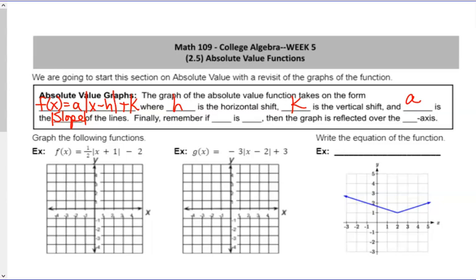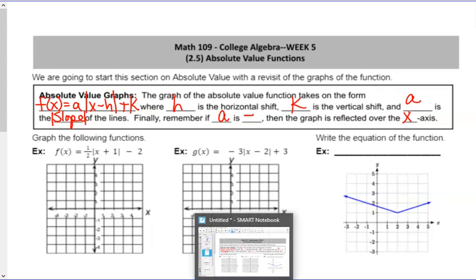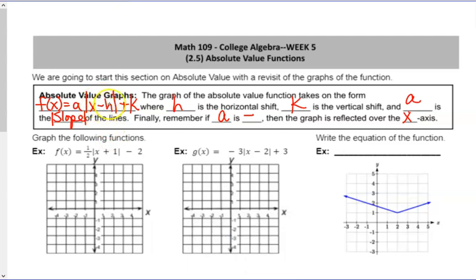Now, remember that if a is negative, like this guy right here, then the graph is going to be reflected over the x-axis. So we're doing a lot of stuff that we saw back in chapter 1 when we were doing those transformations. Now, remember that you have to take the opposite of what you're looking at to do the horizontal shift. Take the sign as is for your vertical shift up and down.